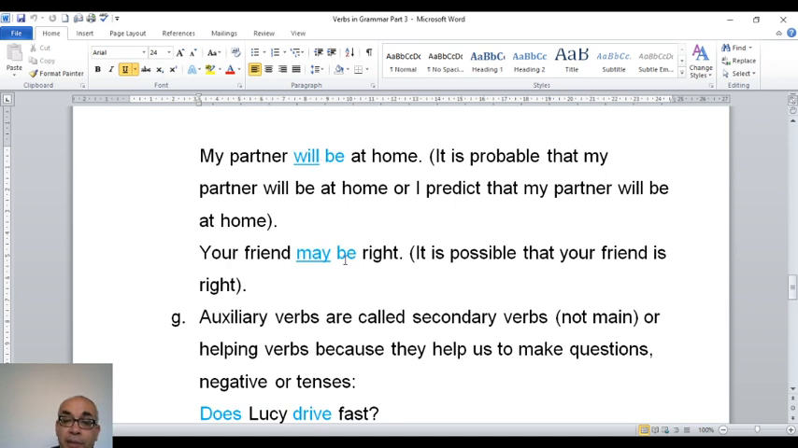If you say your friend may be right, again, may be is the verb, it's in blue. May is the modal verb. Your friend may be right. What is the meaning of may be? It means it is possible that your friend is right.